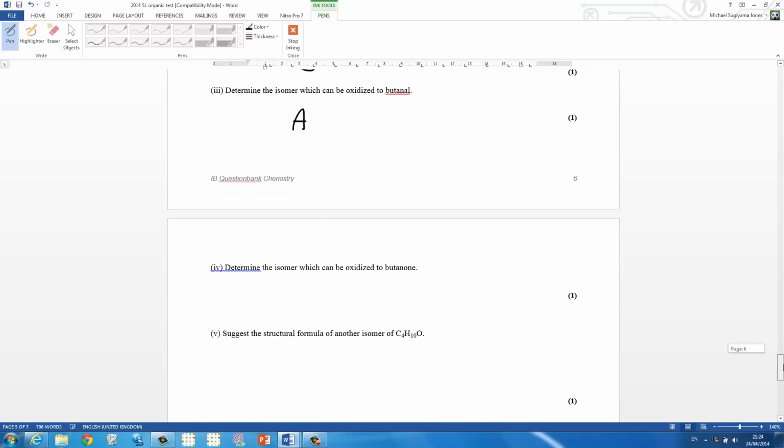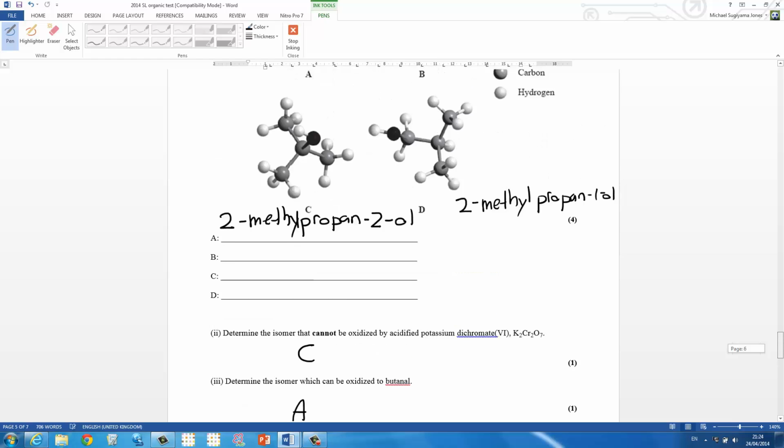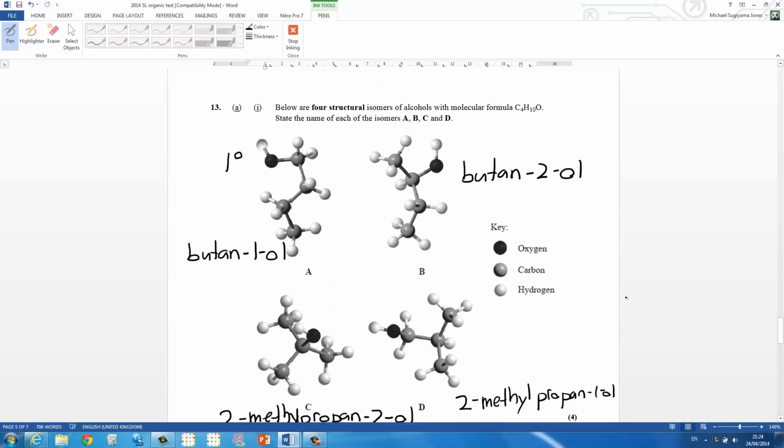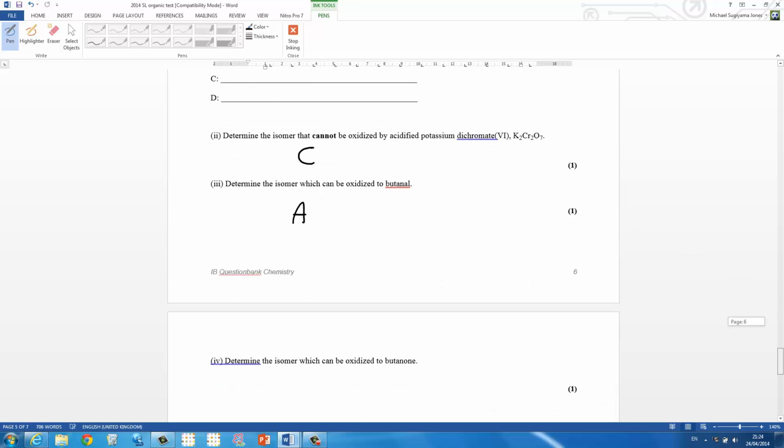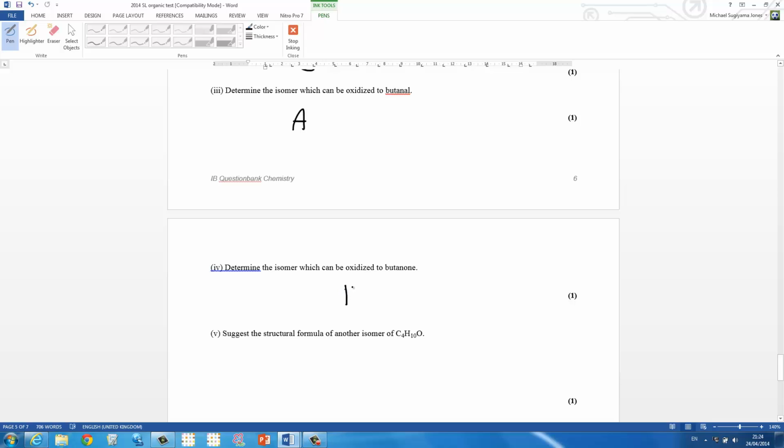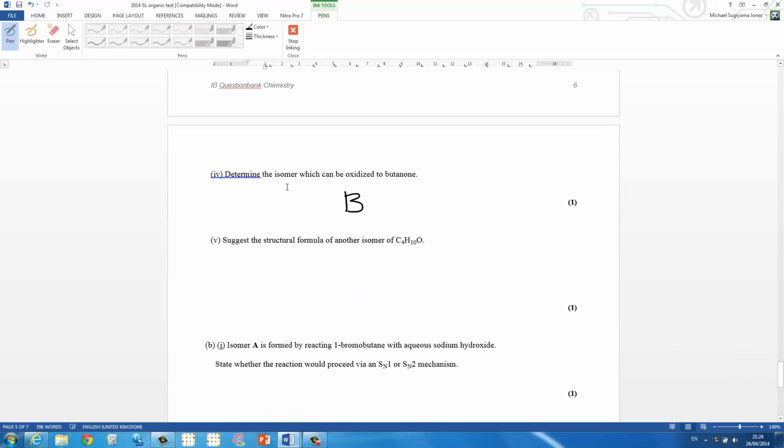Moving on to the next. Determine the isomer which can be oxidized to butanone. So secondary alcohols can be oxidized to ketones, and we have the OH group attached to a carbon which is attached to 2 other carbons and 1 hydrogen. So that's secondary. So that's B.